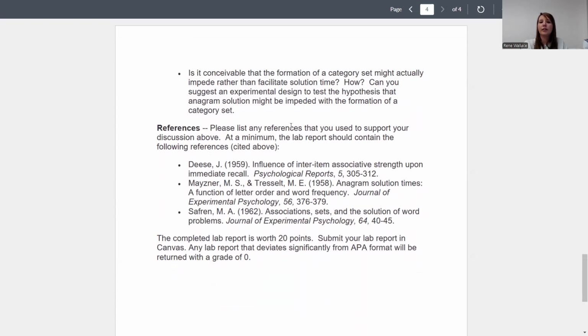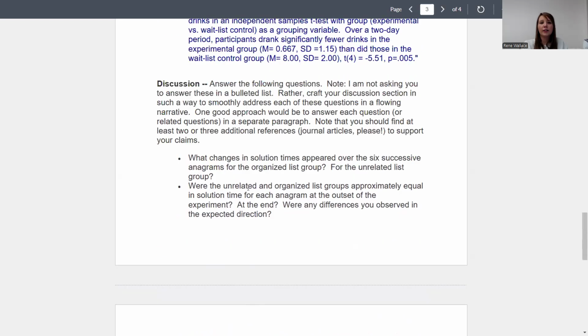So then you have to have references. You have to have a minimum of these 3 plus 2 references, so at least 5. These are the 3 you're using in your method section or wherever you're talking about previous research we were looking at, however you want to word it. But in your discussion section, you also need to cite 2 others.